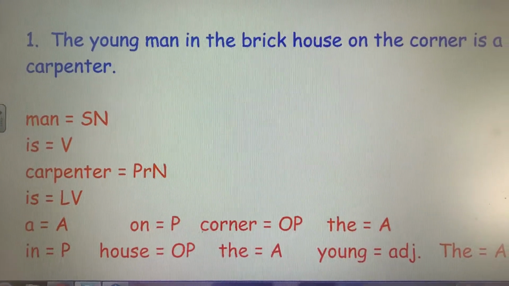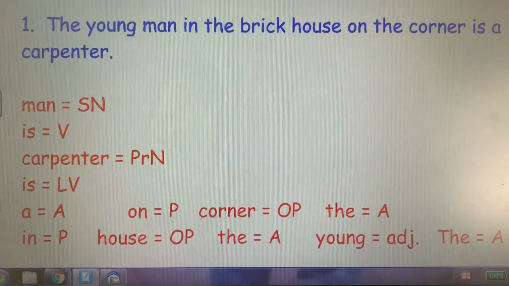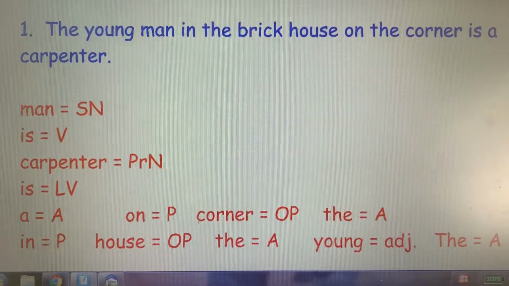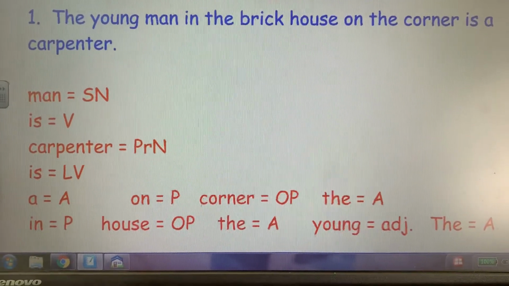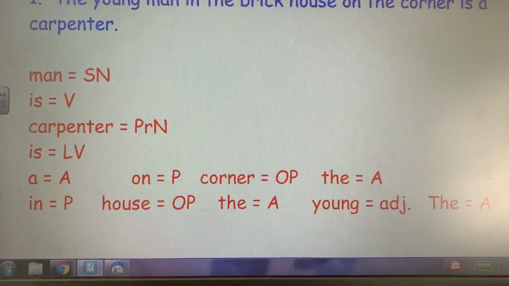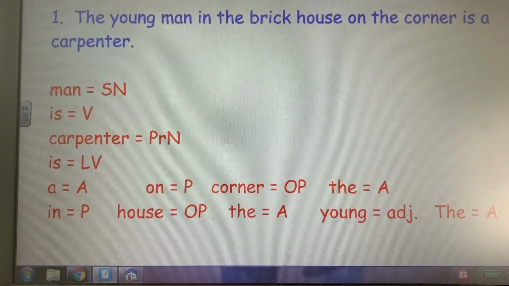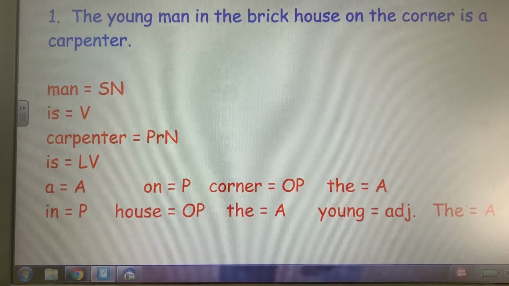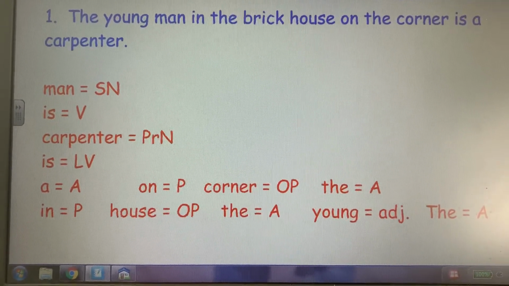The young man in the brick house on the corner is a carpenter. Who is a carpenter? Man, subject noun. What is being said about man? Man is, verb. Man is what? Carpenter, predicate noun. Go back to the verb and change the verb to a linking verb. A, article adjective. On, preposition. Corner, object of the preposition. The, article adjective. In, preposition. House, object of the preposition. The, article adjective. What kind of man? Young man, adjective. The, article adjective.